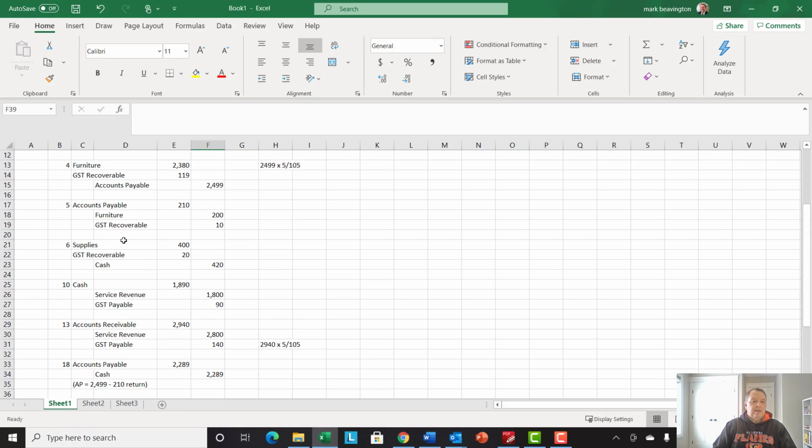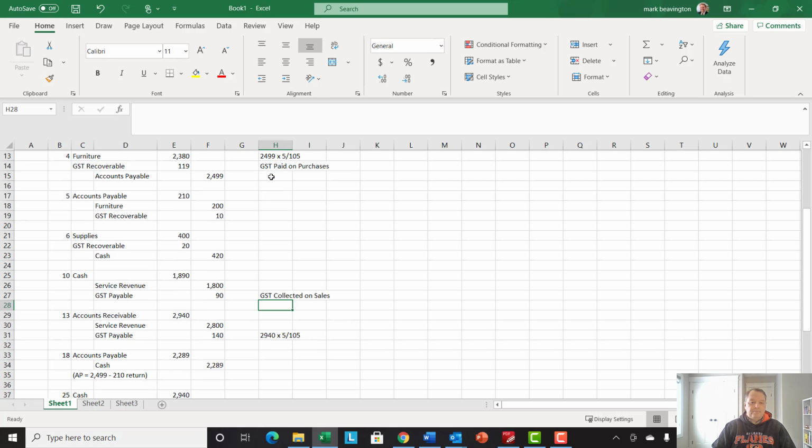And we had problems with account names in here. GST recoverable is fine. Another account that's used is GST paid on purchases. That's perfectly acceptable. Down here, this GST payable account. Another one that you could do for GST payable is GST collected on sales. They're both liability accounts, both work fine.